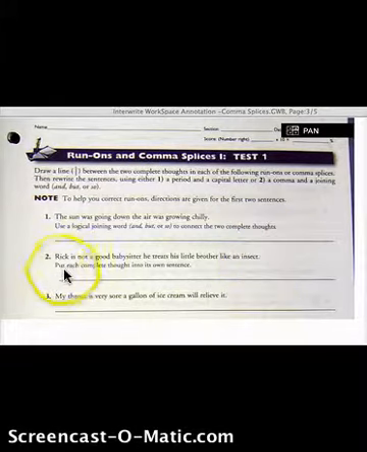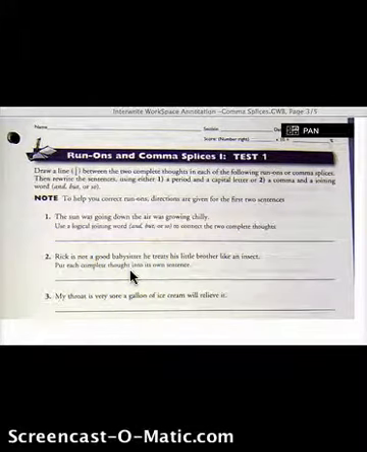Here, the directions say put each complete thought into its own sentence, meaning that you need to use end punctuation and capitalization. Rick is not a good babysitter, period. Capitalize the H on he. He treats his little brother like an insect. Now, continue to do the sentences, numbers 3 through 10, on page 41. Then go to the top of page 40.